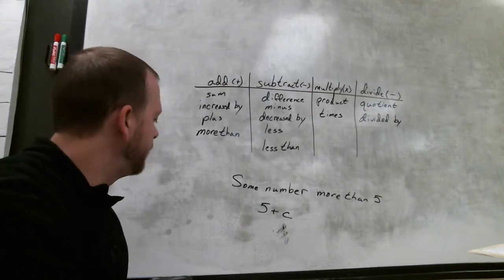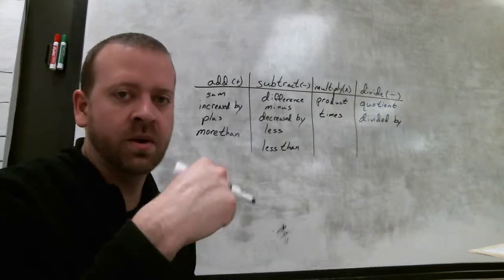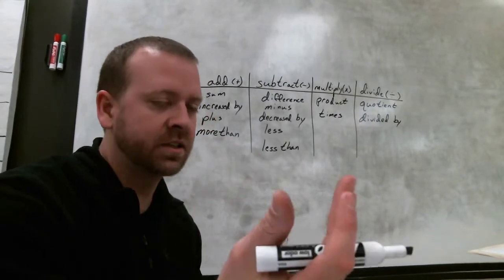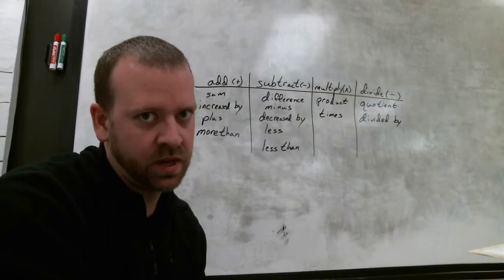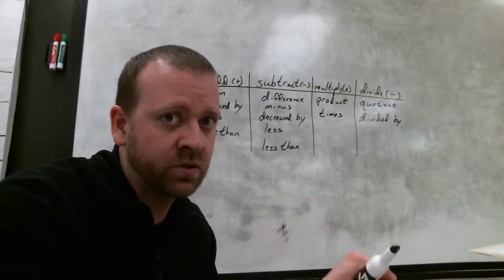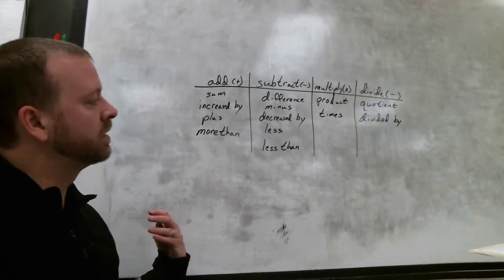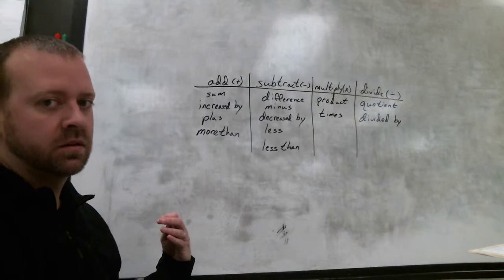Okay? So 5 plus C. Make sense? Hopefully that makes sense for you. Just be careful and make sure once you've done your problem, once you've written your algebraic expression, that it makes sense to you. If it does not make sense of what the sentence is saying, it's going to be wrong. So you have to kind of take a reality check, step back and look at it and be like, wait, that doesn't make sense. Okay?